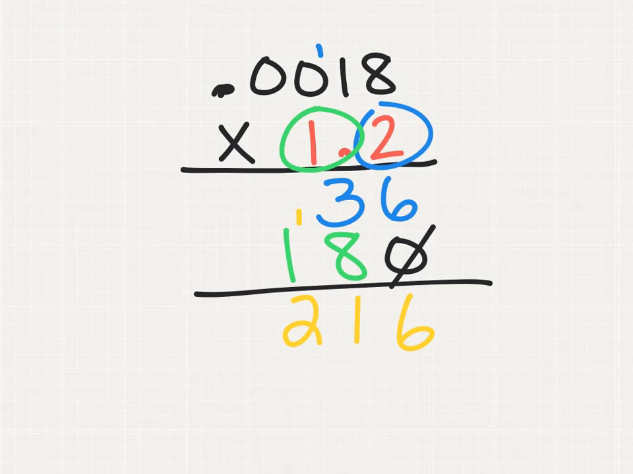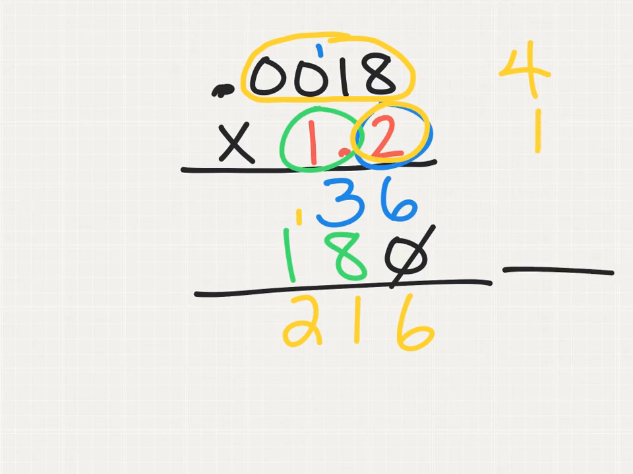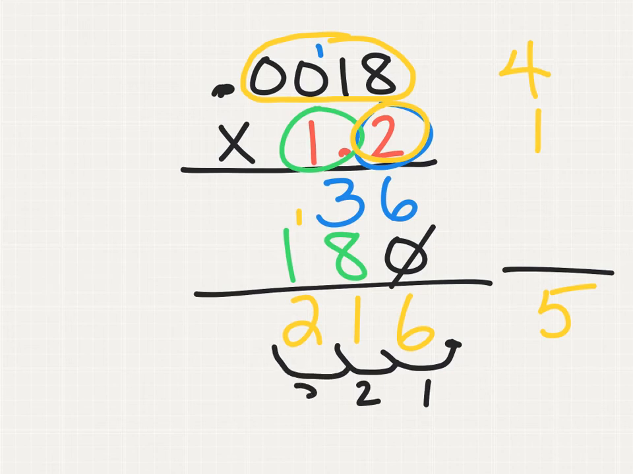But remember, I need to go back to my factors and count the digits to the right of the decimal. So in that first factor, there were 4 digits to the right of the decimal, 0, 0, 1, and 8, for a total of 4. And in 1.2, there was 1 digit to the right of the decimal, the 2, for a total of 5 digits to the right. Now keep in mind, if my decimal is here at the end of my number, moving it once brings it here, twice brings it here, a third time brings it here.